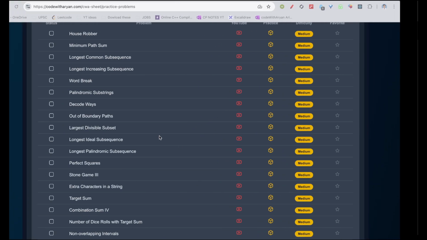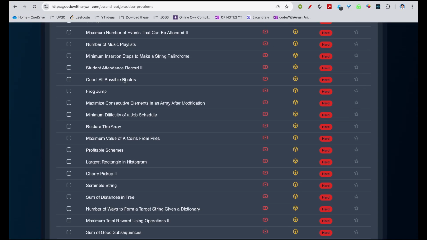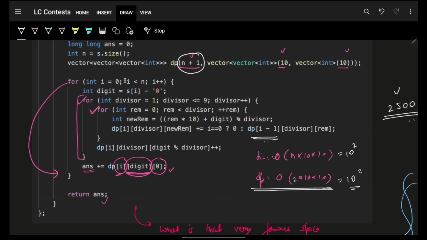Again, if you don't know what this is, just come down to the DP section. Here, in most of the problems, the optimization is that space optimization which we do, and that's how we can leverage the space.